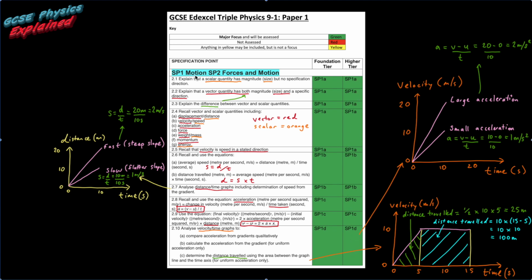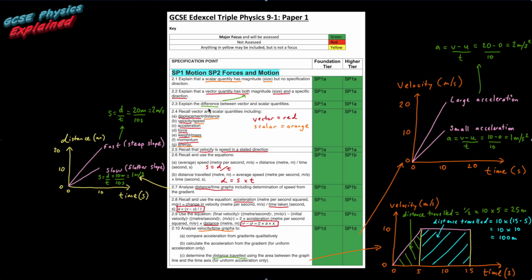So from SP1, the motion unit, and SP2, forces in motion, you've got to be able to explain that a scalar quantity has magnitude or size, but no, that should say specific direction. So you literally just get 1 mark in an exam for saying that a scalar has size only. You're also supposed to be able to explain that a vector quantity has both size and direction. So that could be worth 2 marks.